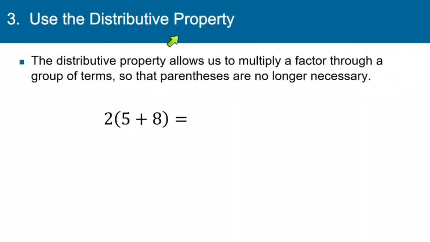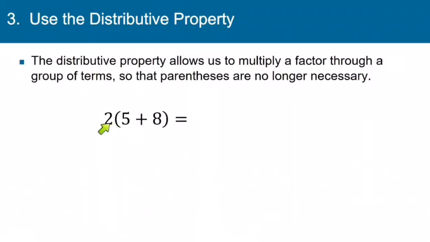All right, now let's talk about the distributive property. The distributive property is the only one we have that involves both addition and multiplication. Whenever you have a sum or difference inside parentheses, and you have a factor outside the grouping symbol that's being multiplied by the entire contents of the grouping symbol, then you have a chance to use the distributive property. So the distributive property allows us to multiply a factor through a group of terms so that the parentheses are no longer necessary. This is a way of clearing the parentheses, we would say.